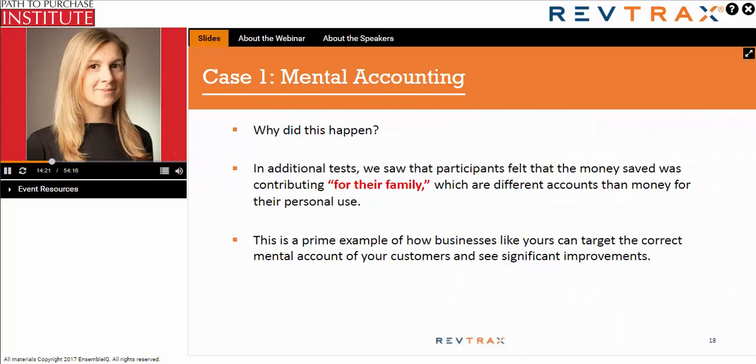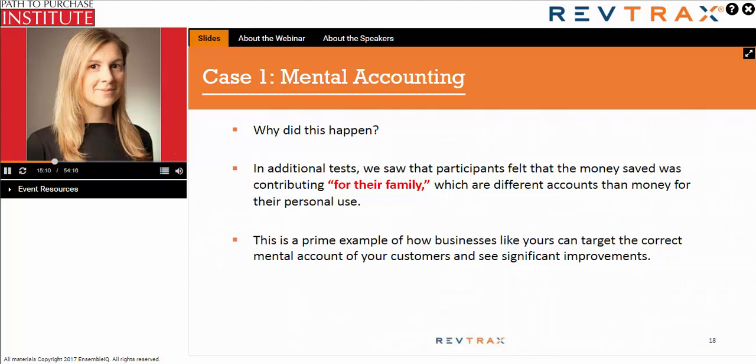So the question that we want to answer is, why did this happen? We took this finding and did follow-up tests and follow-up surveys to understand exactly what is happening. What we found out in additional tests is that participants really felt that the money saved was contributing to their family. In a sense, we were telling them, save these $2 for your family. This will enable you to spend those $2 on something else for your family. And this was a different mental account for them than money for their personal use or money for any other use. So this is a prime example of how businesses can target the correct mental account of their customers and then see significant improvements.